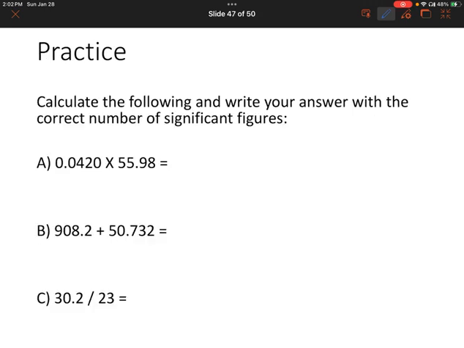So let's practice. Let's calculate the following and then write the answer with the correct number of significant figures. So I'll let you work on this on your own first. You can pause the video, and then we'll work on it together when you unpause.